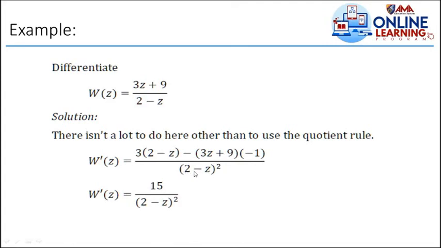And then, the denominator, we still retain. We are not going to expand. 2 minus z, and then squared. So that is for division.